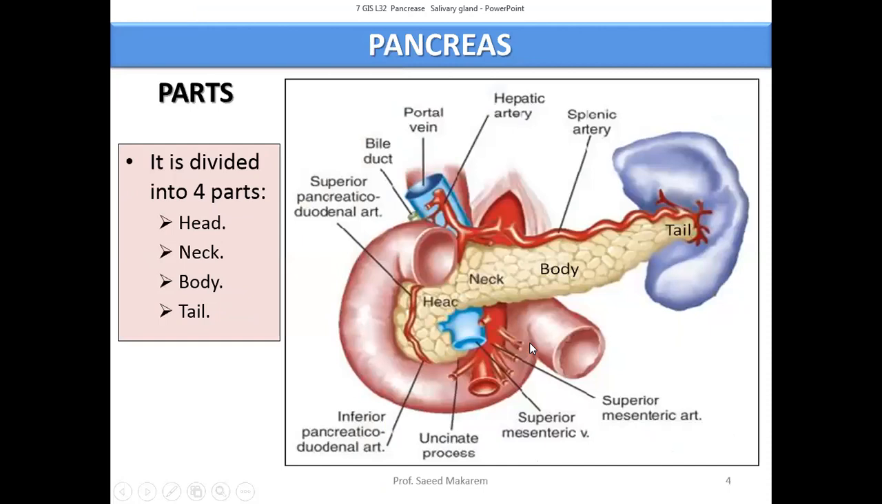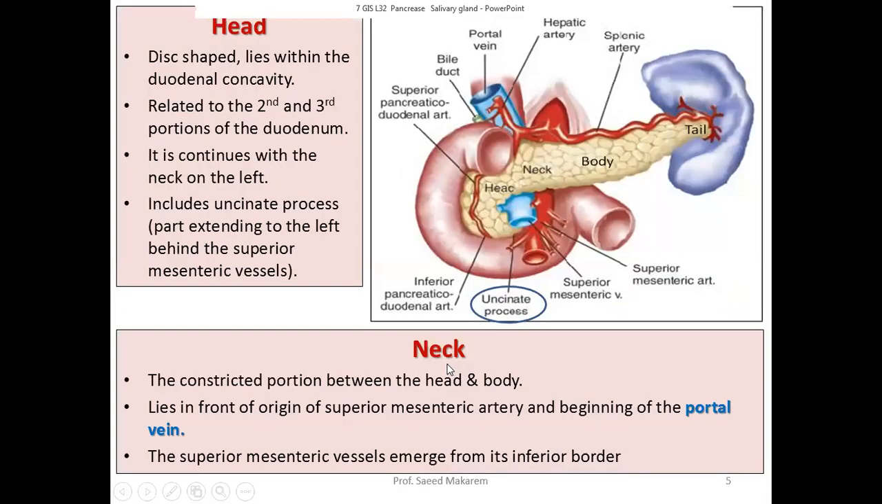If you see, it has four parts: the head, which is sitting in the concavity of the duodenum. This is the head. Then we have a narrow part called the neck. Then we have a very long part, the major part, that is called the body, and the last part towards the spleen. This is the spleen here. Near the spleen, this part is called the tail. So it has four parts: the head, neck, body, and the tail.